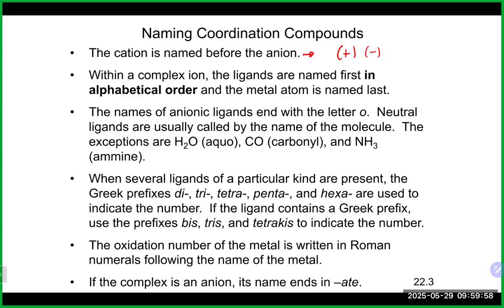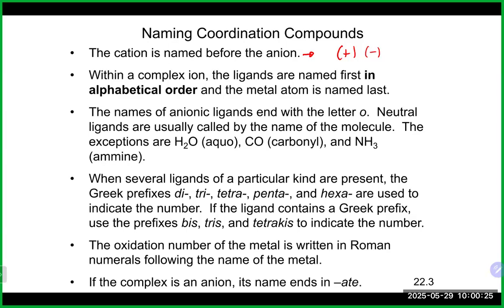But there is a complex ion part to these compounds and a counter ion part. So if you have a positive complex ion, then the metal part of that name will come at the end of that part of the naming, and you'll still have some more name on the other part of it, which is the counter ion. If you have a negative complex ion, then the metal's name will come at the end of the whole name, and we'll talk about that in a second.